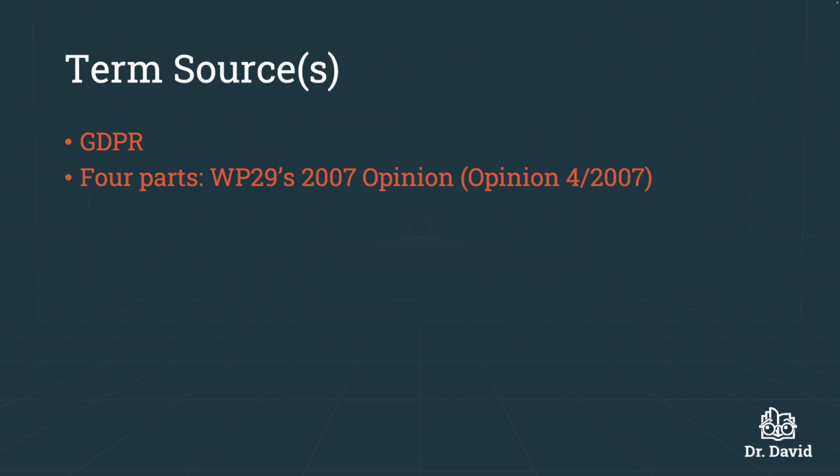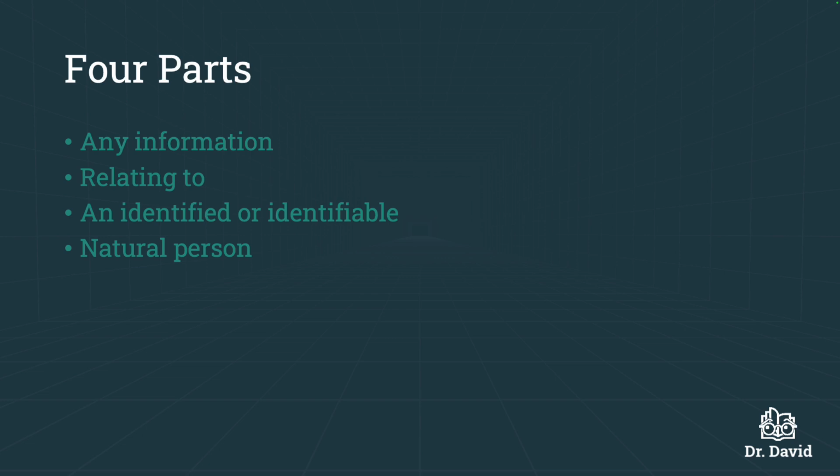Sources for this term include the GDPR, of course, and the WP29's 2007 opinion, also known as Opinion 4/2007. Now, we're going to take that definition, and over the next several lectures, we're going to break that down into four parts. The four parts you need to remember for the exam and also just for your analysis as a privacy analyst are: any information relating to an identified or identifiable natural person.